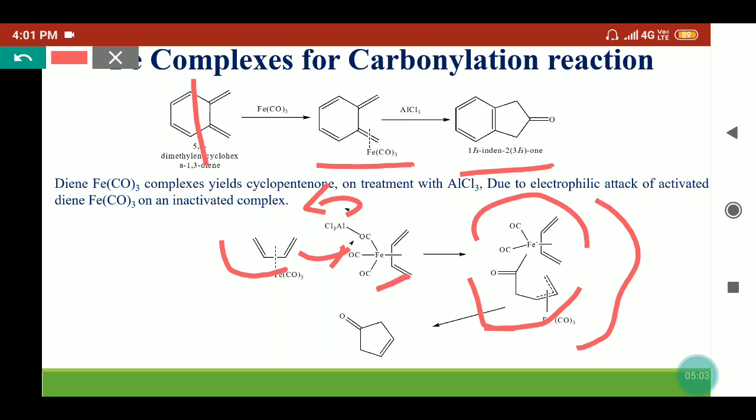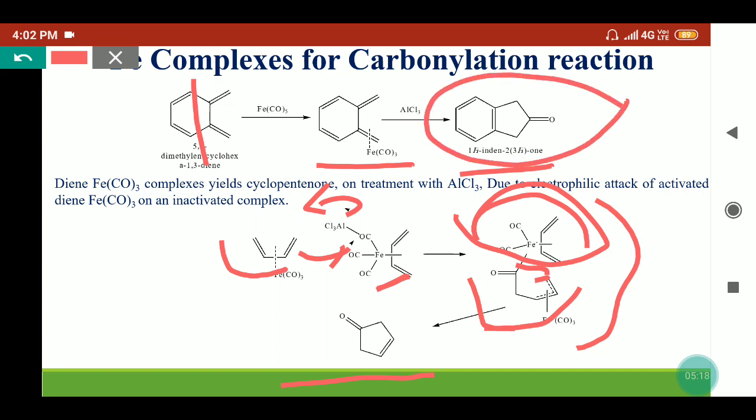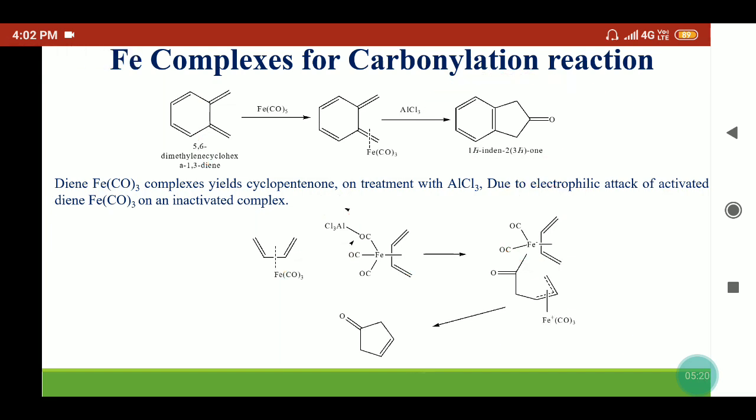Now ring cyclization will take place. This bond will move here, and this complete molecule will be released and we'll get the cyclopentanone derivative. So here we'll get the cyclopentanone by this mechanism.